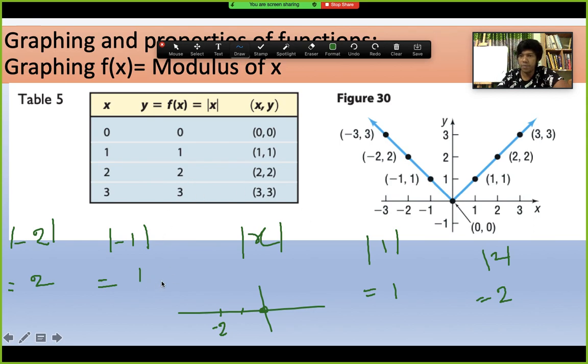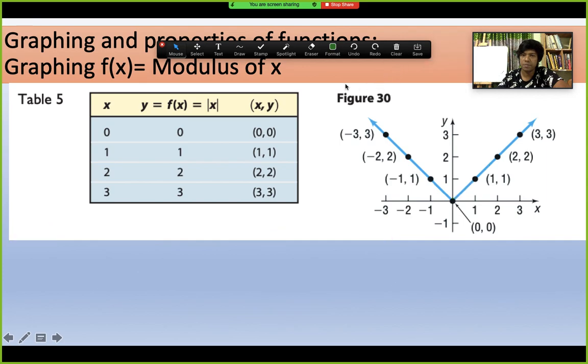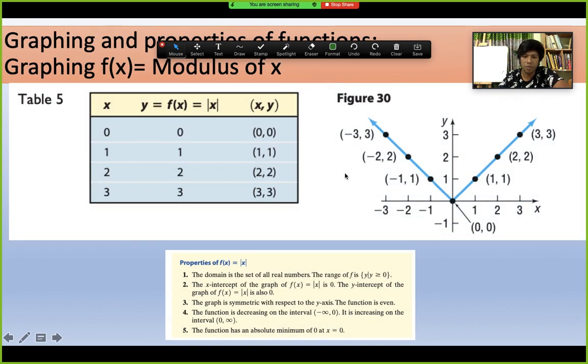So when you plot all of them, for the positive values you will get this line because values are not changing. That's why 1 plus 1 is 2. For x equals 2, y equals 3. For x equals 3, y equals 3 as well. For x equals minus 1, y equals 1, because if you put minus 2, the answer is plus 2. You put minus 1, the answer becomes plus 1. That's why we have our function like this. So this is the modulus of x function, and these are its properties. The domain is all real numbers from minus infinity to plus infinity, but the range, interestingly, is only from 0 to plus infinity.